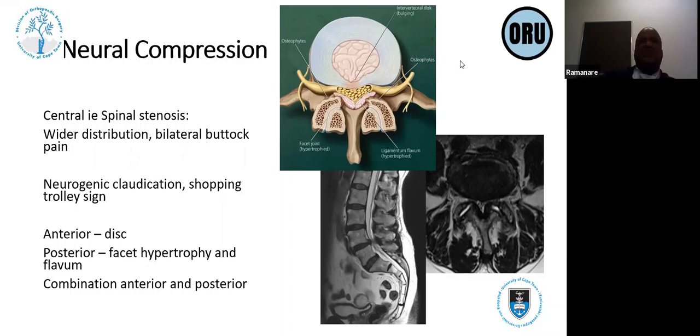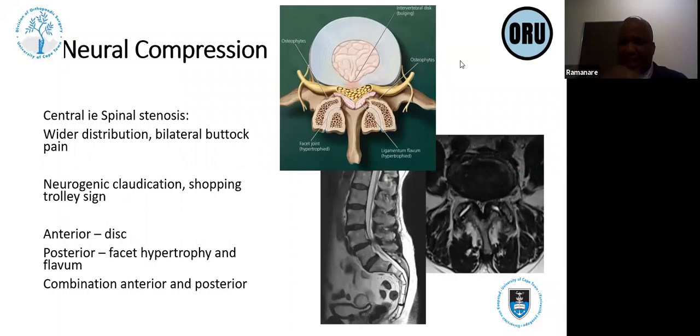the skin changes, etc. With your neurogenic claudication, the patient will tell you, but when I walk far, I get this bilateral calf type of pain. It gets better when I sit down. The grannies will tell you about their shopping trolley sign. That is when they go to the shops, they like to lean forward because it opens up the spinal canal. Another way of looking at it, they'll tell you that they find it's easier to walk up the stairs than down the stairs, because when you're walking up, you're flexing forward. When you're walking down the stairs, you're hyperextending and you're closing down that spinal canal.